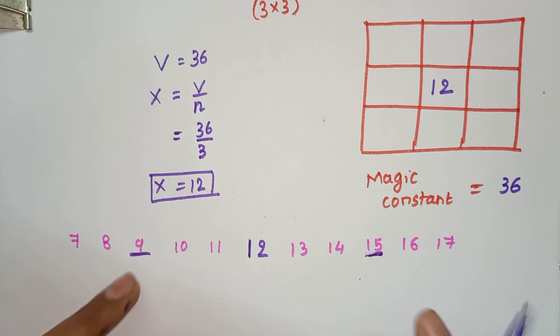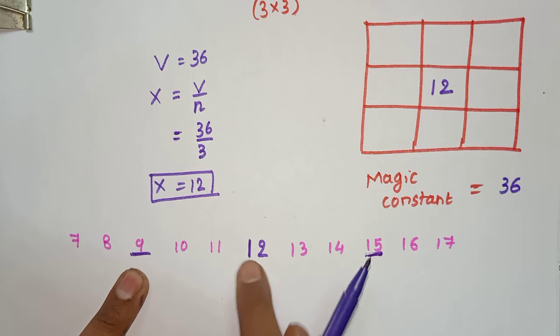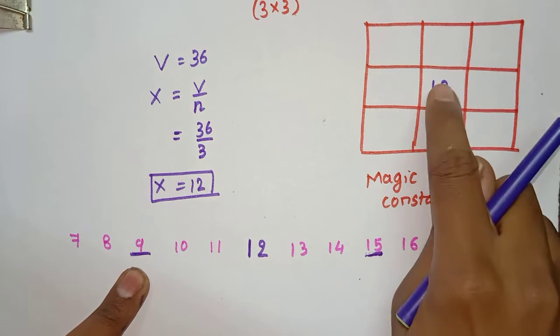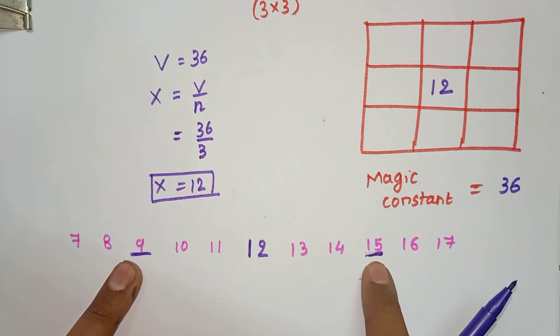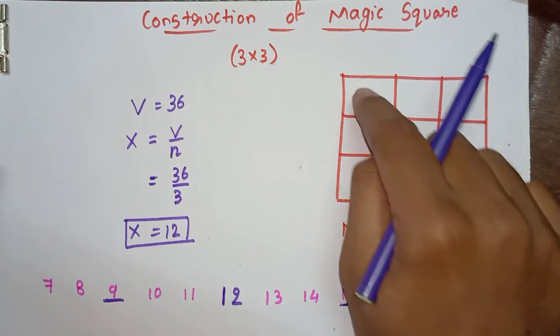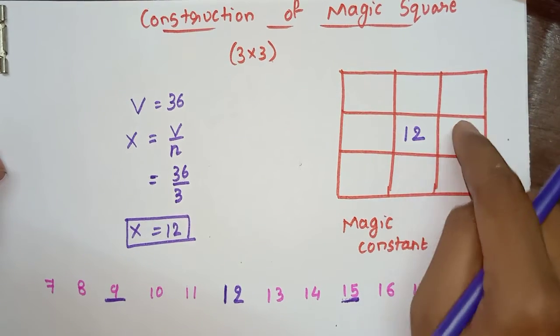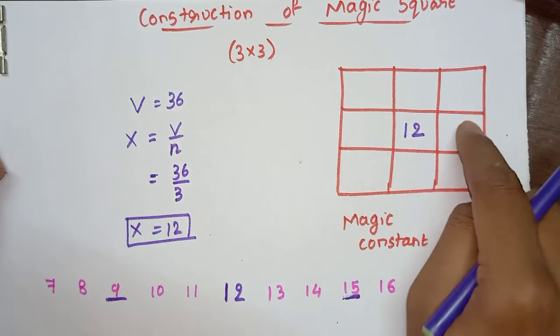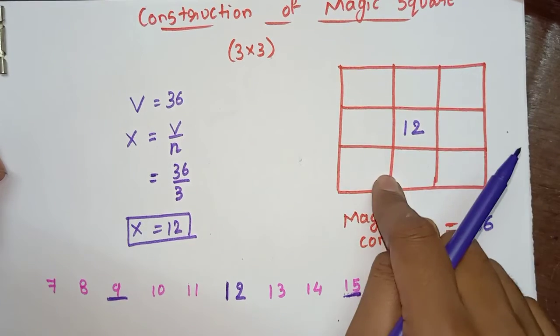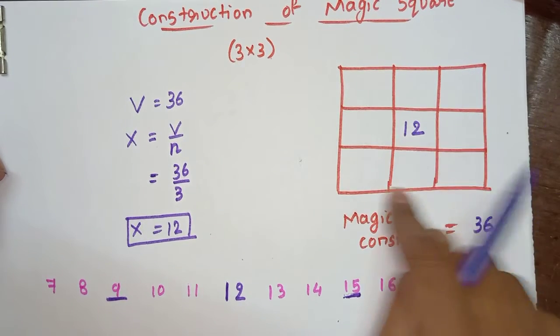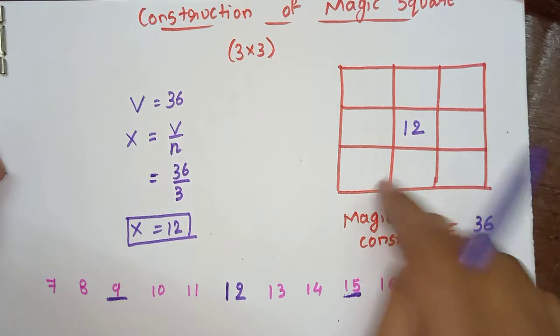So the first pair is 9 and 15, keeping 12 as the center. Now 12 is already in the center, so 9 and 15 you can put in any order. 9 here, 15 here, or 15 here, 9 here. So keeping the 12, this is like tic-tac-toe. Any two elements will be filled up.